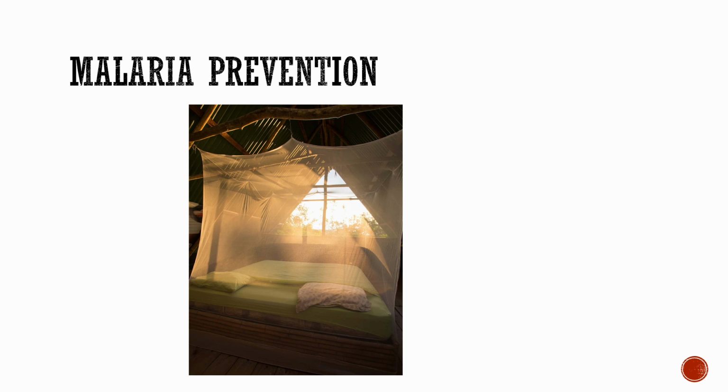Malaria prevention. One preventative strategy against malaria is insecticide-treated nets. You place the net over your bed so that the mosquitoes can't reach you while you're sleeping, and the insecticide kills the mosquitoes. Some other preventative strategies are wearing clothes that cover your entire body, spraying insecticide around your home, removing stagnant water sources, and taking precautions before traveling.